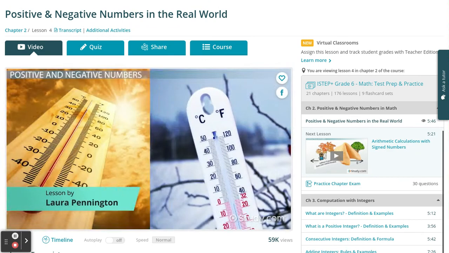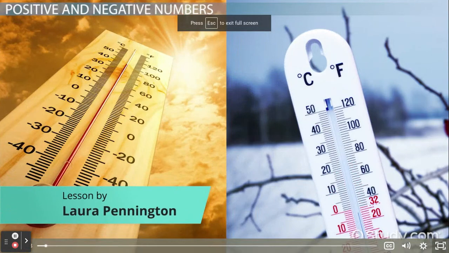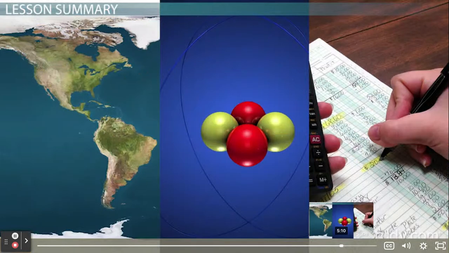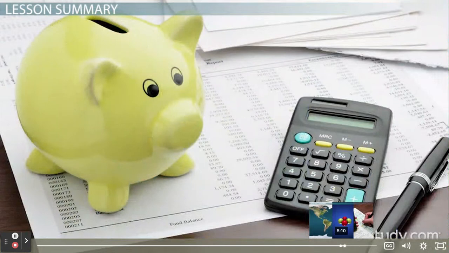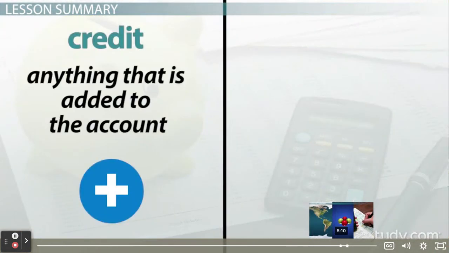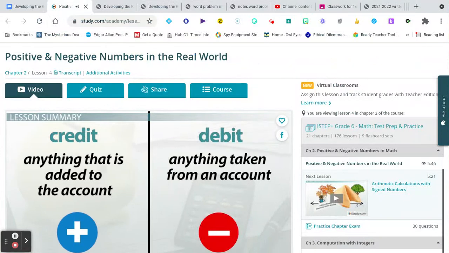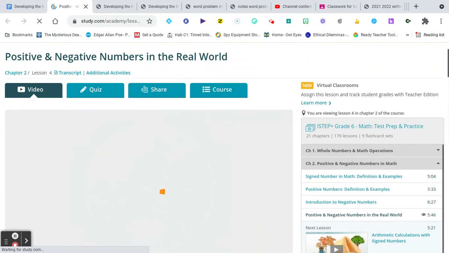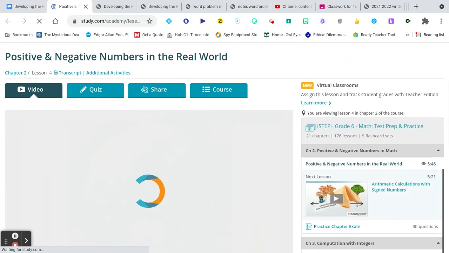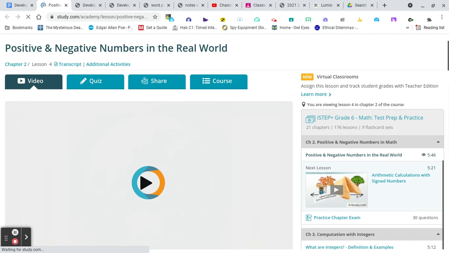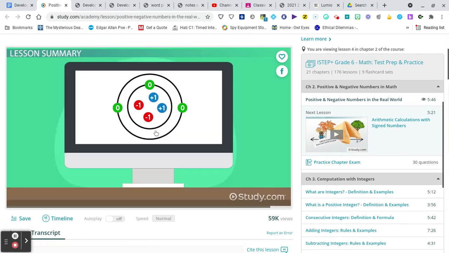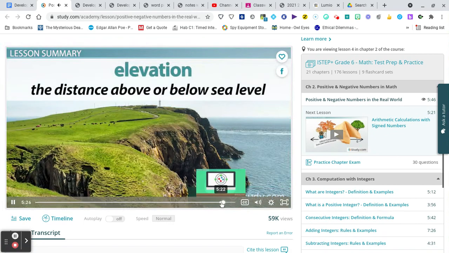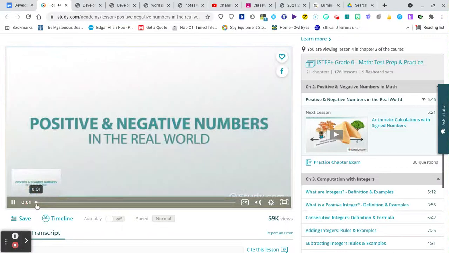Isn't it interesting how much the temperature can vary across the world on any given day? Positive and negative numbers show up often in the real world, and are used in areas like banking, as in credit, which is anything that is added to the account, and debit, which is anything taken from an account. They are also shown in things like electricity, elevation, which, remember, is the distance above or below sea level, and temperature.